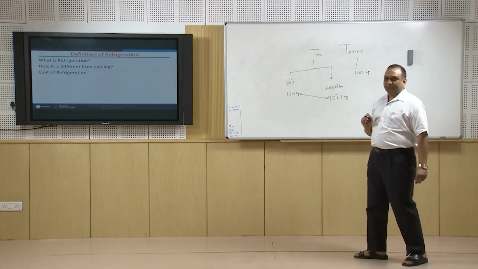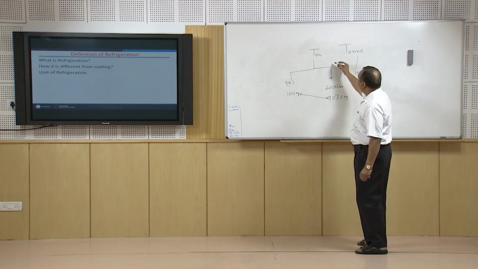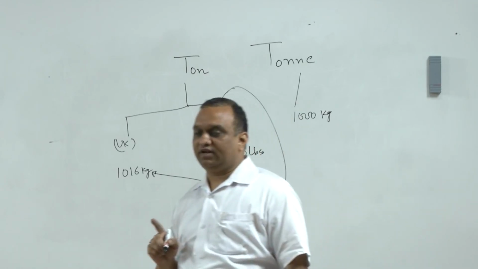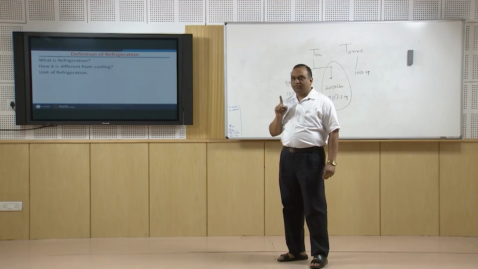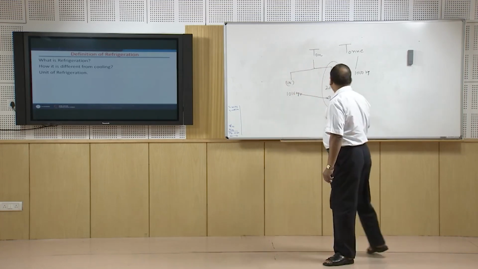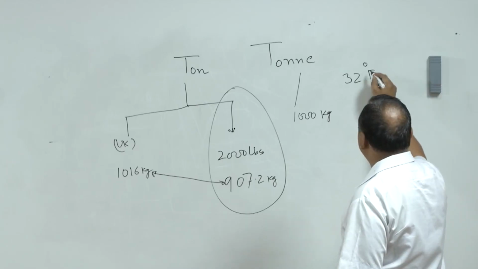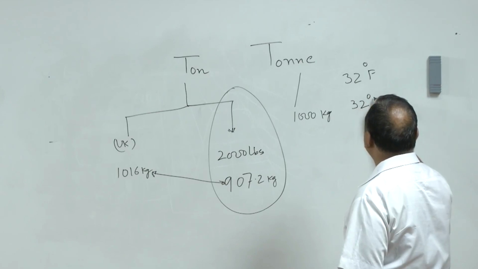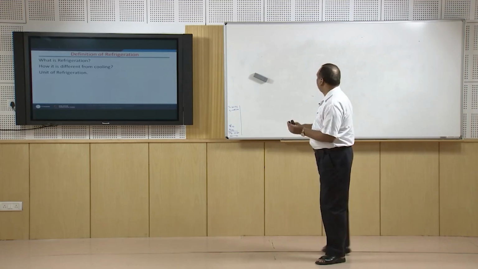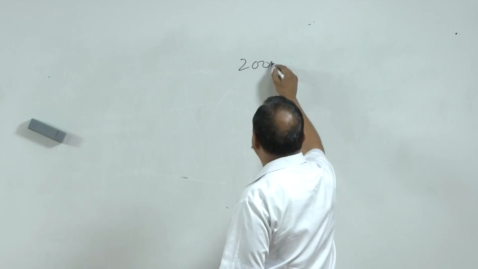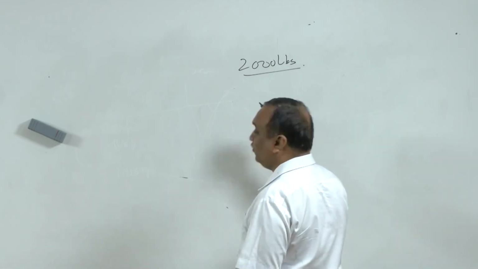Now, tons of refrigeration. This ton is used for defining the refrigeration effect. 1 ton of refrigeration means we are able to produce 1 ton of ice within 24 hours from water available at 32 degree Fahrenheit, and this 32 degree Fahrenheit water is converted into 32 degree Fahrenheit ice. So 1 ton of refrigeration addresses the conversion of 2000 pounds of water into 2000 pounds of ice within 24 hours.